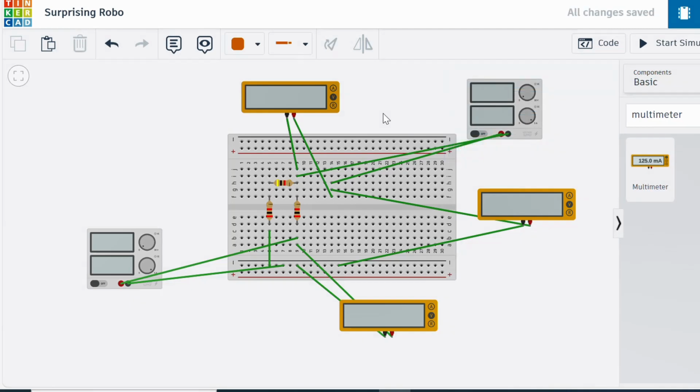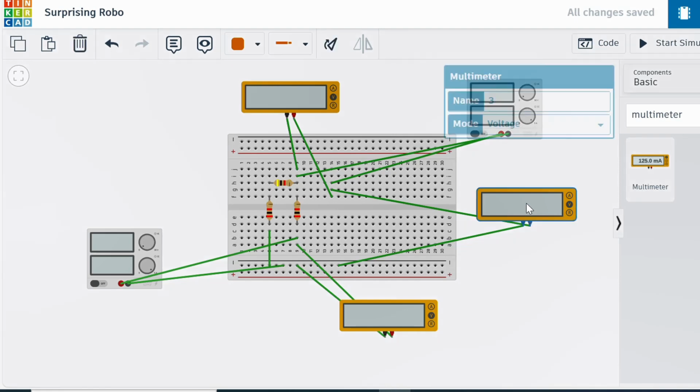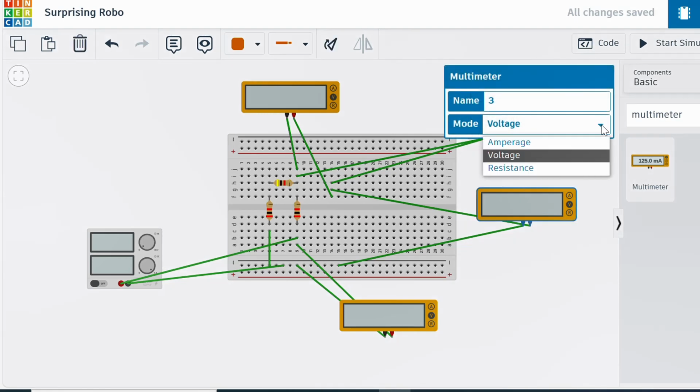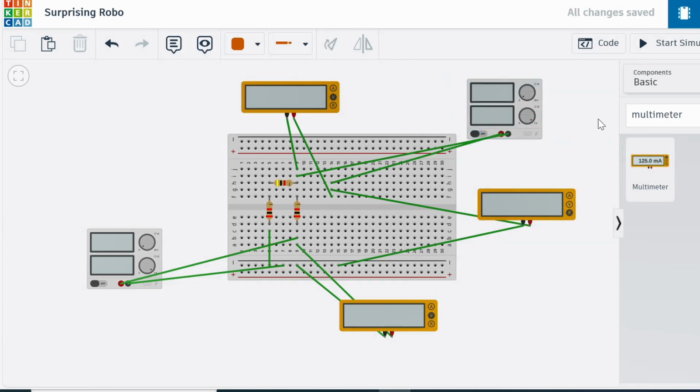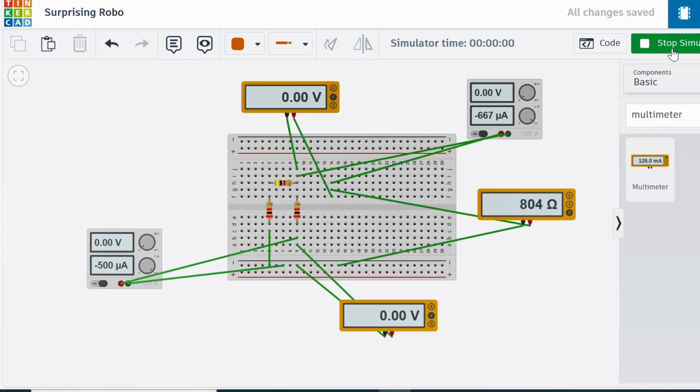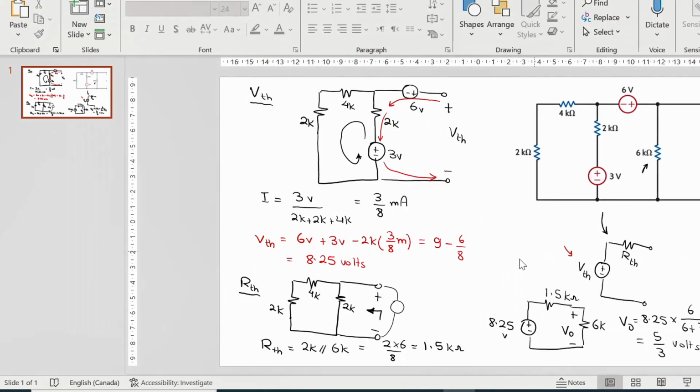Okay. In this case, the two power supplies are turned off, and now we need to measure the resistance. So the multimeter, I will set it to measure the resistance instead of the voltage, and then I run the simulator again. You will see here that the measurement is 1.5 kilo ohms, which is the same as the result we got here. So we verified the theoretical calculations, and we showed how we can measure the R Thevenin.